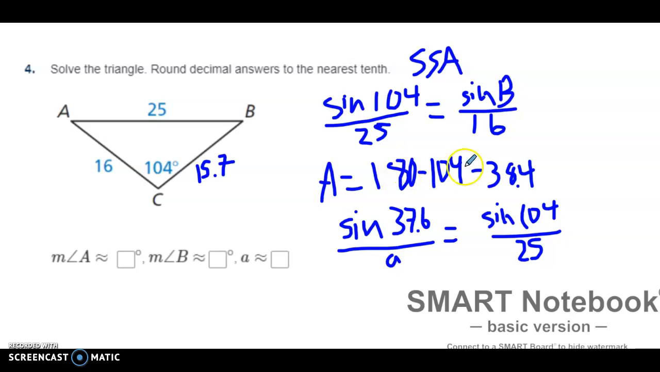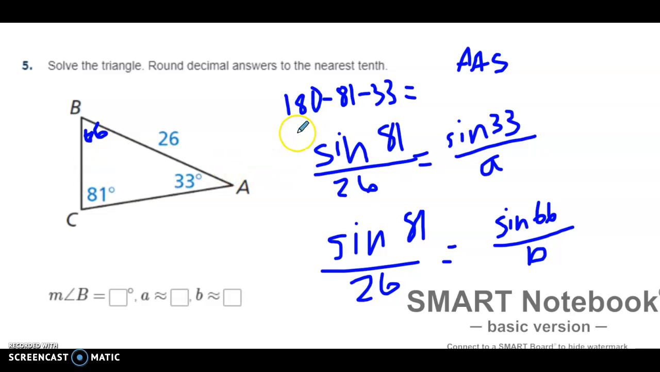And then I know that 180 minus 104 minus 38.4 is going to be equal to angle A. Angle A would then be 37.6. So sine of 37.6 over A is equal to the sine of 104 over 25, that same ratio that we used up here. Here's our unknown, so we go 25 times the sine of 37.6, find an answer, divide by sine of 104, and you get side A to equal about 15.7.